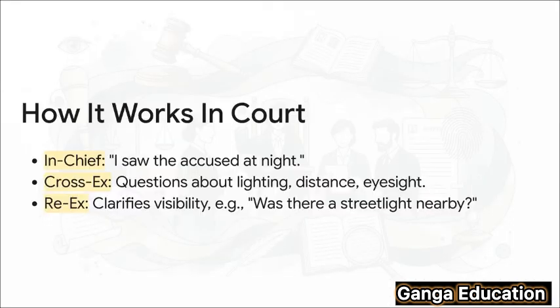Let's walk through a practical example to really see this in action. Imagine in the chief examination, a witness states, "I saw the accused at night." Seems straightforward. But now, in cross-examination, the opposing lawyer can start digging. They might ask about the lighting, the distance, the witness's eyesight, or even if there's any prior enmity with the accused. Then, in re-examination, the first lawyer can step in to clarify, asking something like, was there a streetlight nearby that was on? This helps to paint a complete and clearer picture.